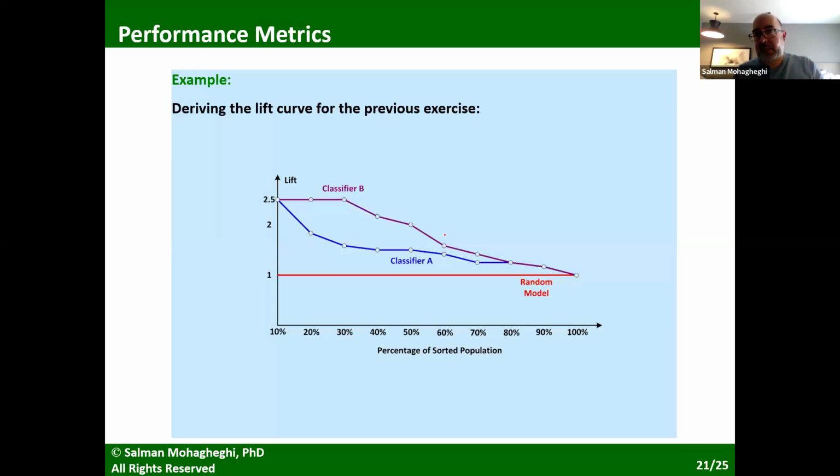What I did was I did the analysis for classifier A and B. And again, you notice that classifier A is better than the random model, but classifier B is better than classifier A because it's farther away. It's kind of lifting, quote unquote, non-events over the random model. So these are different things you can do to assess and compare the performances of two different types of classifiers.